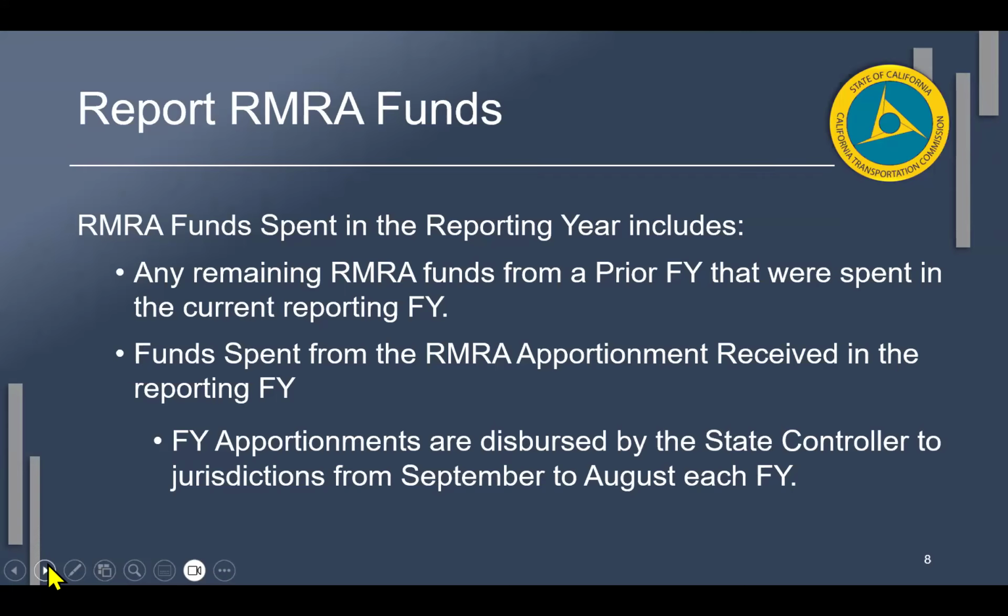These apportionments are dispersed by the state controller's office. We do not have control over the amounts. We do not have control over when they are dispersed or collected. These revenues are collected by the state and then they are reconciled, sent to the state controller's office, and then the state controller's office applies the formula and disperses them accordingly.